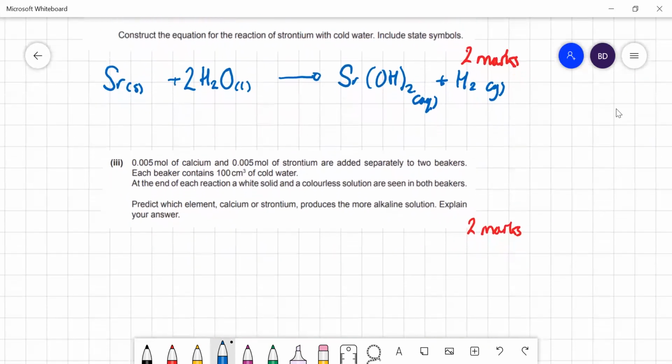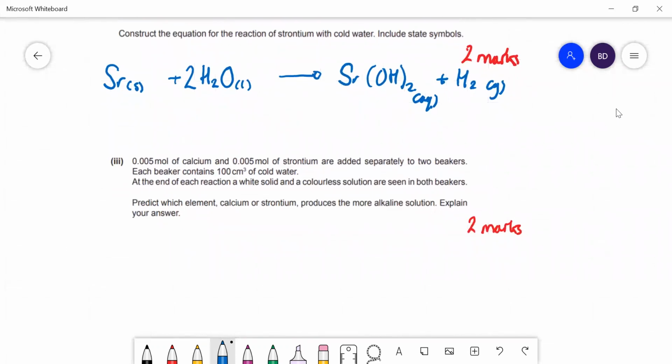Right, now you put the same 0.05 mole of calcium and the same number of moles of strontium into 2 beakers, and each beaker contains the same amount of cold water. At the end of the reaction, a white solid and a colorless solution are seen in both beakers. Now, you may think, where's the white solid coming from? This is because in this equation here, strontium hydroxide is soluble, but when you've got too much of it, of course, you will get a white precipitate of strontium hydroxide. And you've obviously got too much here.